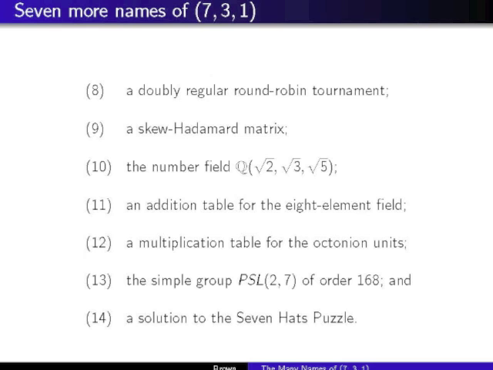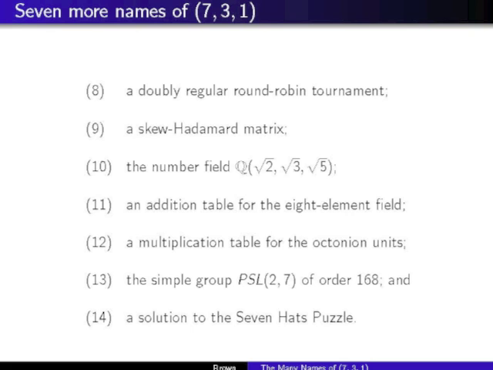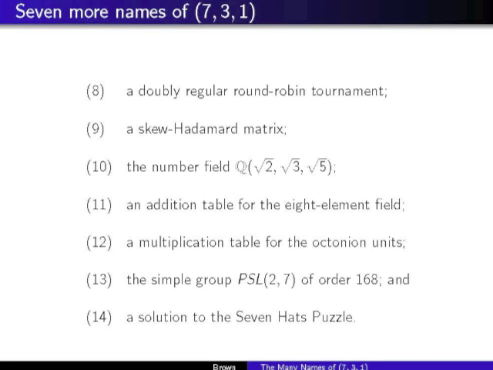And it turns out a particular kind of one of these matrices called a skew-Hadamard matrix is another name of 731. Oh, yeah. There's a number field, a place where you can solve certain kinds of equations. This is a little more exotic. It shows up there. You can make a field. There's an 8-element field that you can construct in a certain way, and the addition table is effectively the 731 block design mangled in a little funny way. You know about that? Yeah, that's a good word.